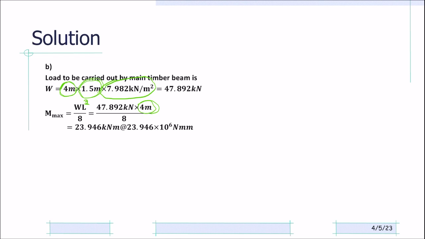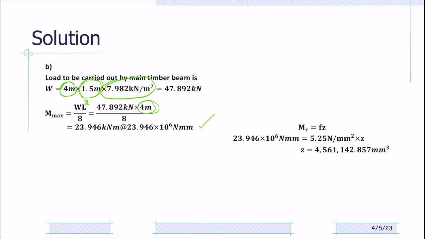Okay, so bila dah come from floor, tak ada kaitan dengan the depth. So that's why kita tak perlu darab WL square ni. Okay, so WL saja over 8. So length dia 4 meter lah, which is the length of the beam. Okay, divide with 8, then you dapat the value of M max.